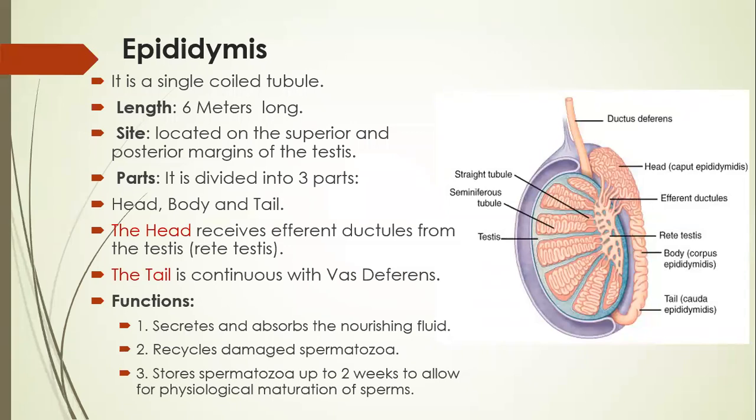The first important accessory organ is the epididymis. It is a single coiled tube. If you see here, this is the epididymis, in a much clearer picture. This is the tunica vaginalis outside, which has a parietal layer and a visceral layer. Then we have the tunica albuginea, this white layer, which gives septa inside.